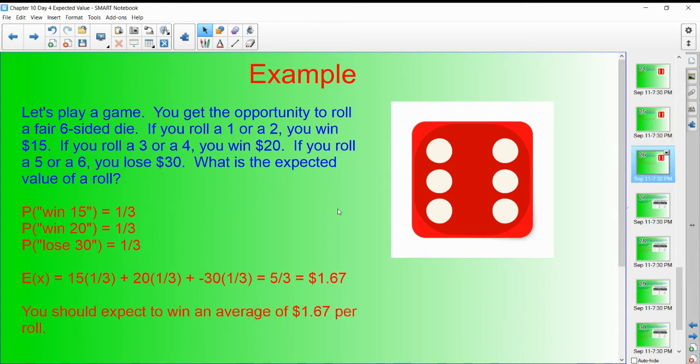I would play this game every day. Yeah, there are cases where I definitely will lose $30, but there's a lot more times where I win 15 or 20. So it makes sense for me to play the game a lot of times, and over a long series of trials, I should start winning $1.67 every roll.